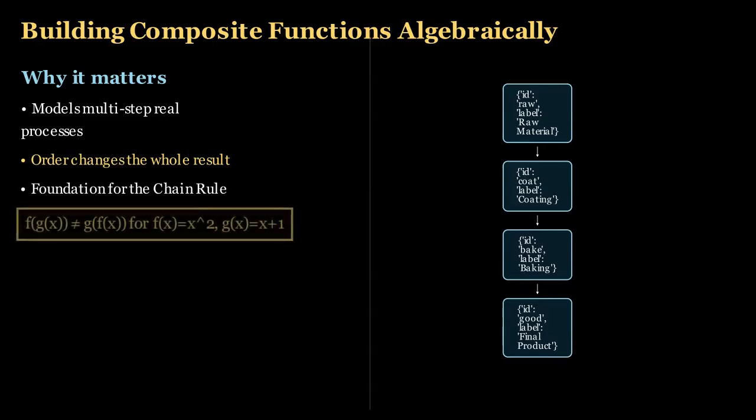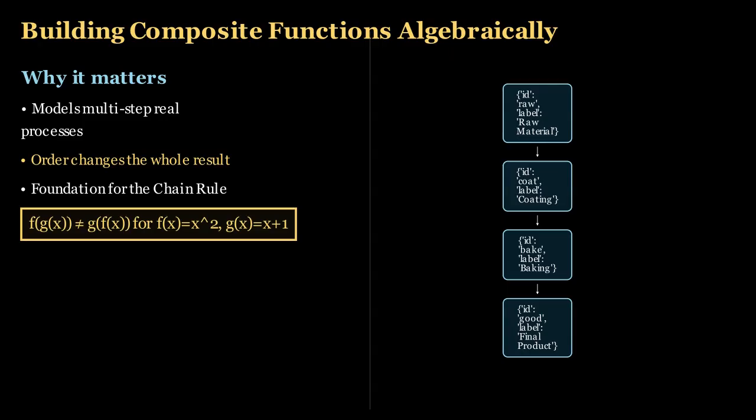Algebraically, f composed with g is generally not the same as g composed with f. Building the formula lets you see that difference clearly. And in calculus, when you learn the chain rule for derivatives, you absolutely must be able to write the composite function's formula to take it apart again. This is the essential first step. Let's derive the formula step by step.